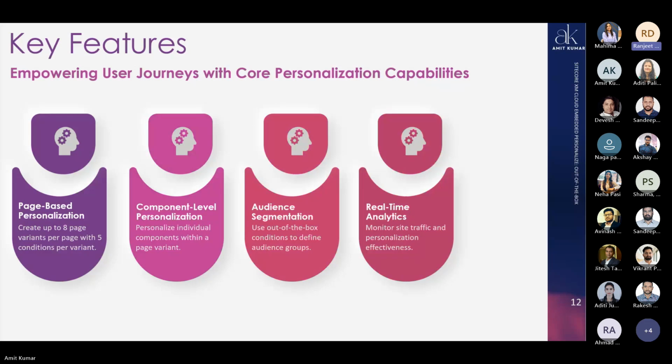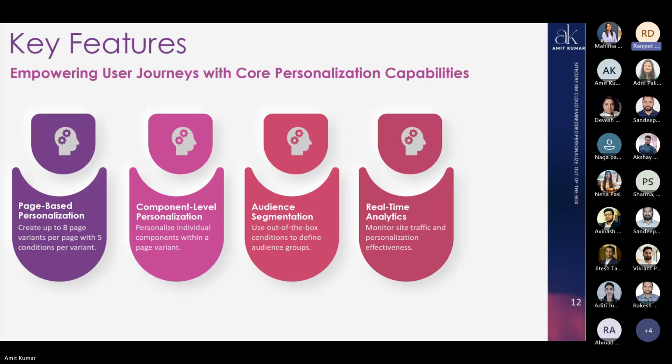These are some key features of embedded personalization. First one is page-based personalization. What do we mean by page-based personalization? You can create up to 8 unique page variants for a single page. Each variant can have up to 5 conditions, such as location, behavior, or device type, that decide which users will see which version. This enables a truly personalized journey without much headache. So we can do page-based personalization using XM Cloud out of the box.